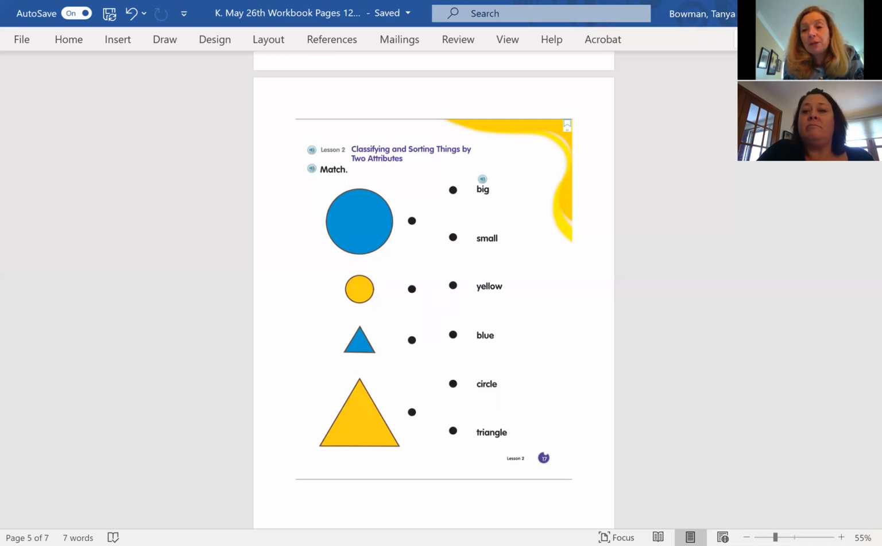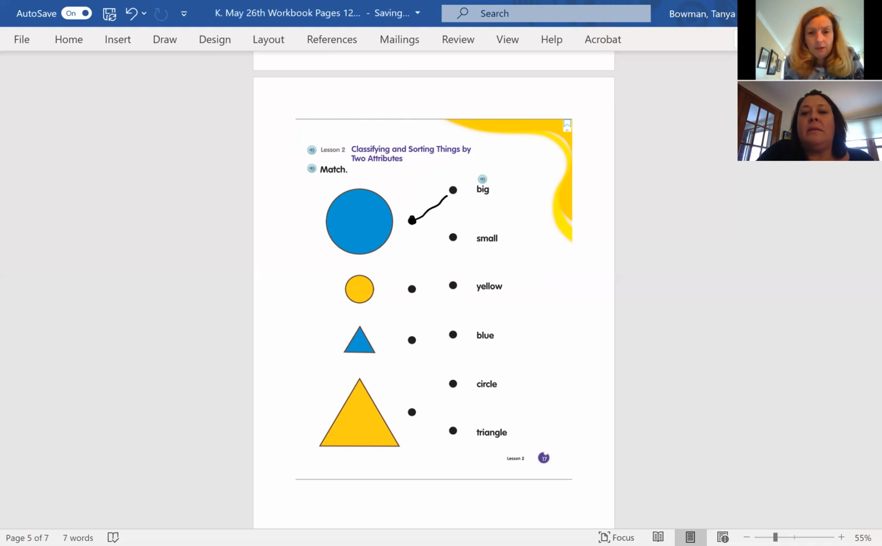Mrs. Bowman's going to put the pencil on. The first word is big, small, yellow, blue, circle, and triangle. So Mrs. Ball, if we put our pencil on the dot next to the big blue circle, I first would draw a line to the word big.